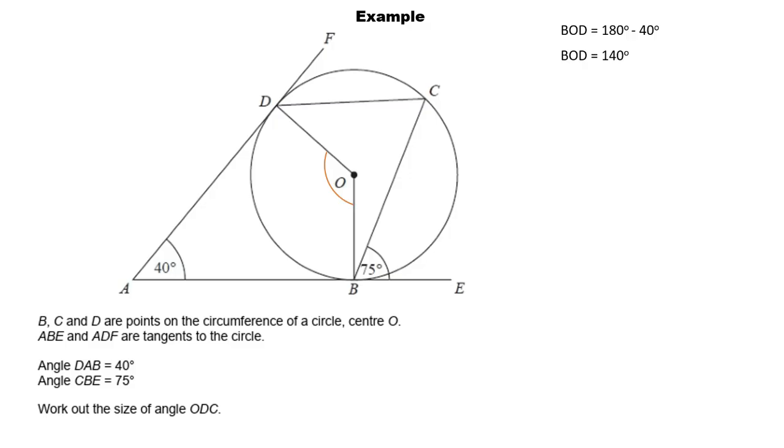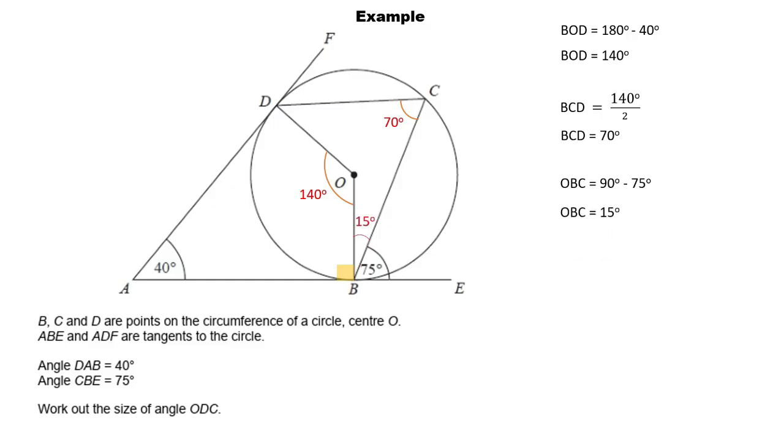We can also see that angle BOD and angle BCD are subtended by the same arc, so we can apply the second theorem, which says angle at the center is twice the angle at the circumference. So angle BCD equals 140 degrees divided by 2, which is 72 degrees. Now we want to calculate angle OBC, but remember from the fourth theorem, we know that the angle between tangent and radius is 90 degrees. So OB is 90 degrees. For us to get angle OBC, we subtract 75 degrees from 90 degrees. Then we get angle OBC as 15 degrees.